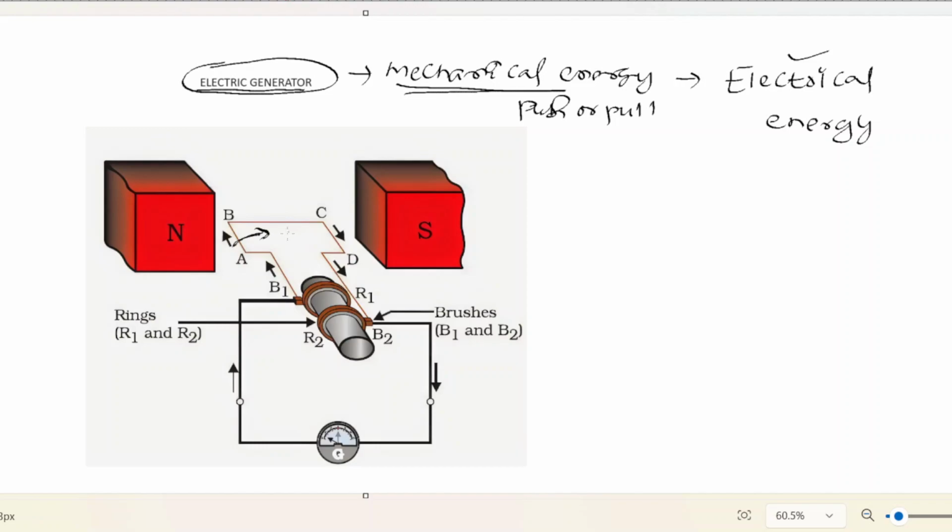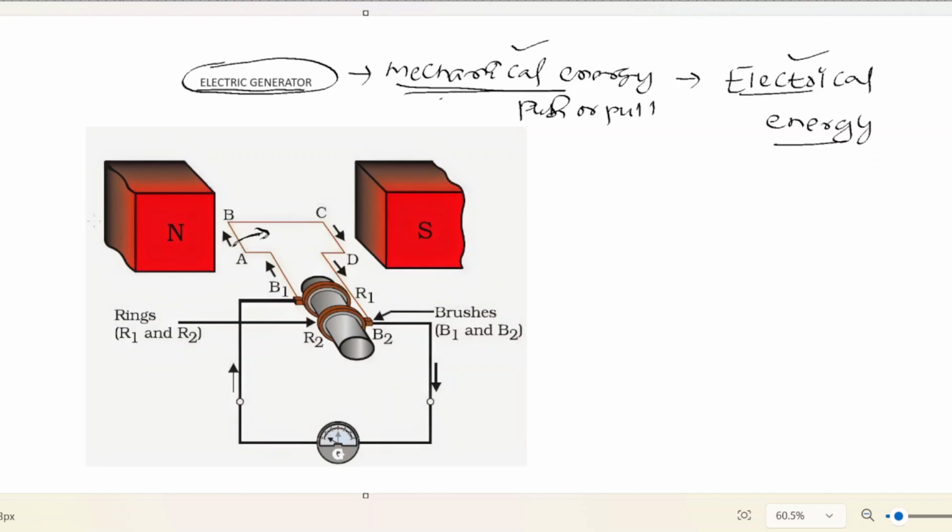This helps us supply the mechanical energy. So we are pushing this coil in the upward direction. Here we have the AB side and CD sides, so we need to push or rotate this coil in the presence of the magnet and then see the effect. So we want to convert mechanical energy into electrical energy, and this is called a generator. So this is the electrical generator definition.